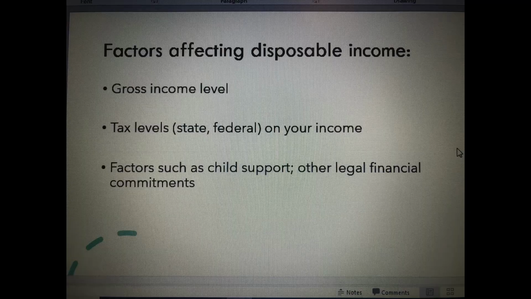So let us quickly review. We looked at 3 factors that affect your disposable income level. It depends on your gross income level, your tax level, and factors such as child support and or other legal financial commitments that are imposed by the courts. So again, disposable income, it is your total income that you earn minus current taxes.